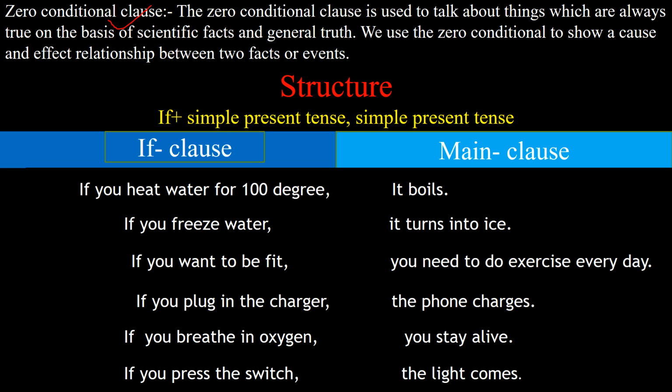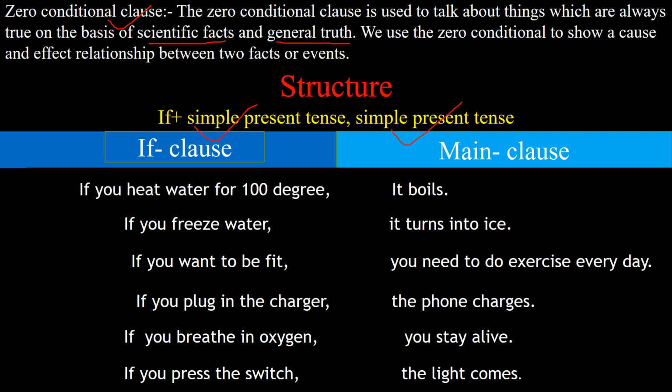Zero conditional clause. The zero conditional clause is used to talk about things which are always true on the basis of scientific facts and general truth. We use the zero conditional to show a cause and effect relationship between two facts or events. The structure of zero conditional clause is if plus simple present tense, comma, simple present tense.